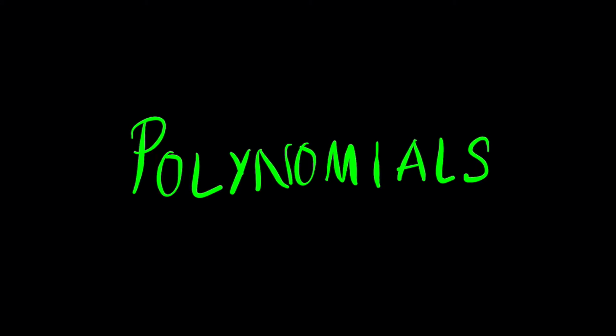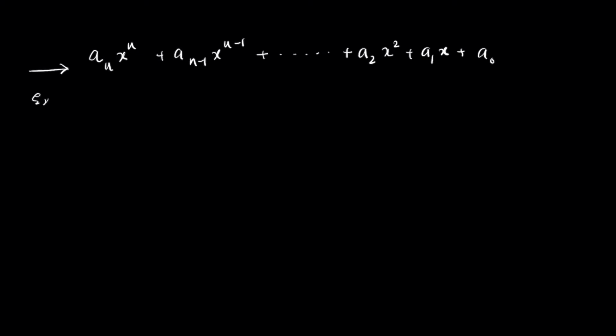So in this lecture, let's discuss polynomials. So what are polynomials? A polynomial is any term that has the form a_n x^n plus a_(n-1) x^(n-1) plus and so on plus a_2 x^2 plus a_1 x plus a_0. So this here is the general form of a polynomial.